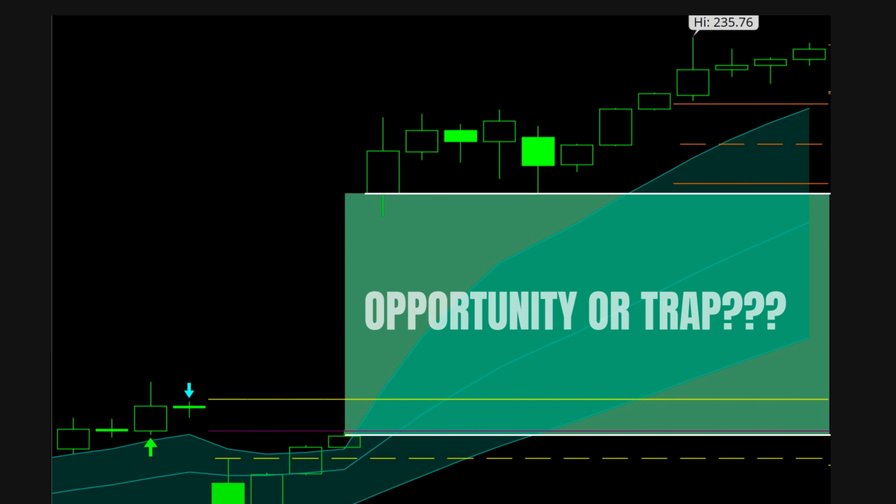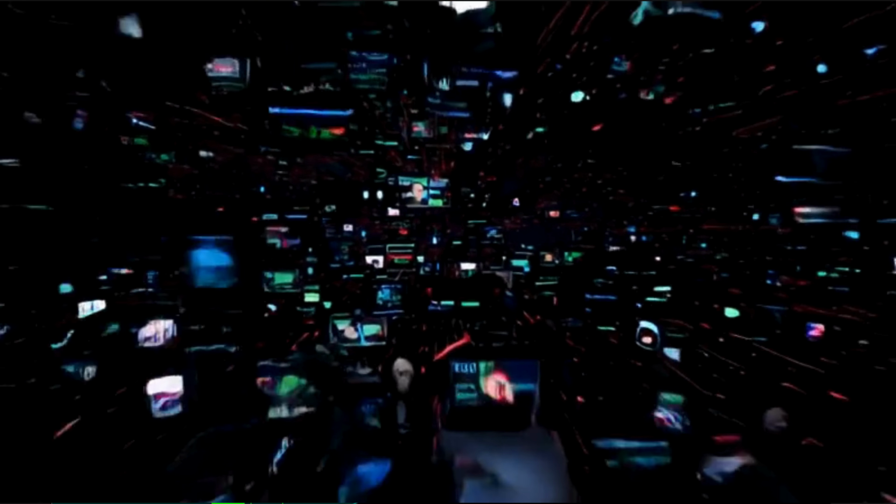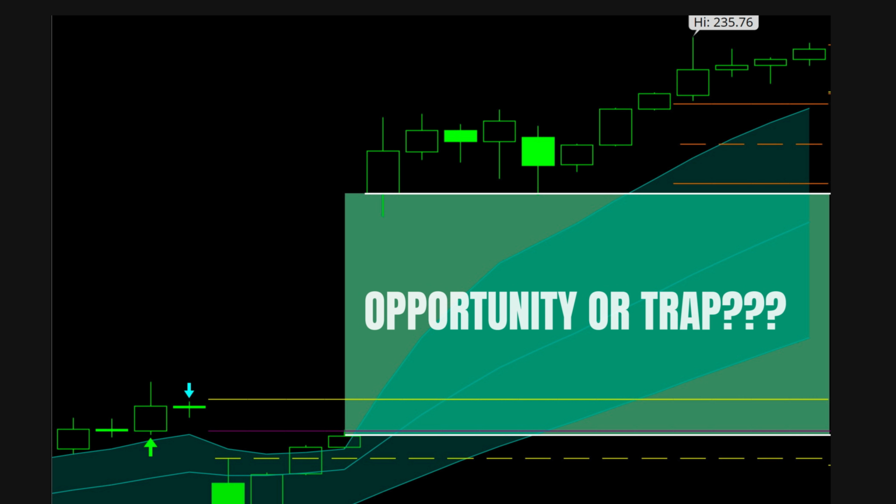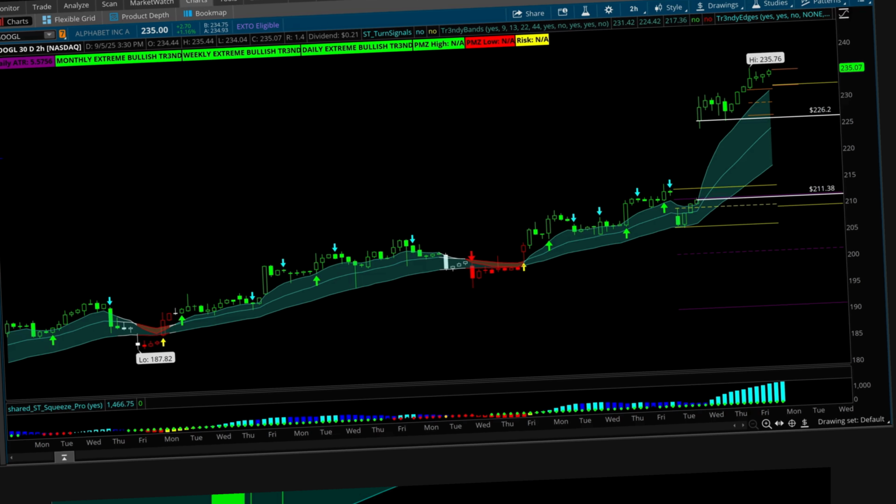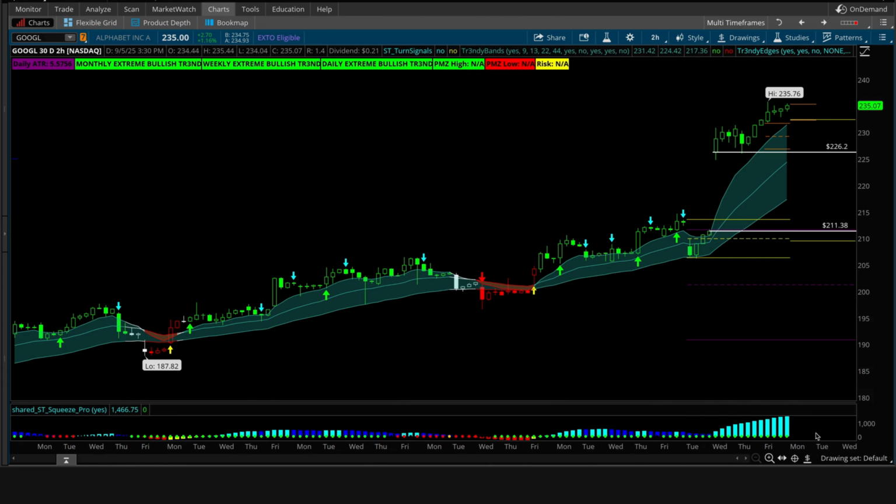Gaps matter because they expose trader psychology. FOMO, fear, news events, earnings, all of these can cause price to jump or drop overnight. The key is not to chase. If you jump in without confirmation, you're trading emotions, not probabilities. That's how traders get smoked. So, how do I trade gaps?